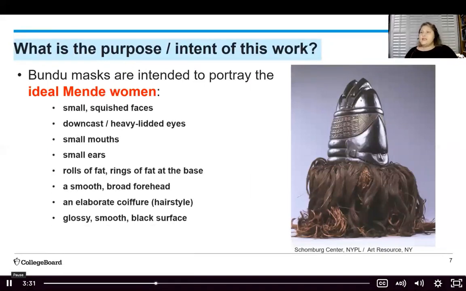These masks, and we can definitely see this when we take a look at the mask that's on our curriculum here, tend to always have small, squished faces, very tiny little compact faces. They have downcast, heavily lidded eyes. They have very small little mouths, very small little ears, rolls of fat or rings of fat at their base. They always have a very smooth, broad forehead. They usually have a very elaborate coiffure, or this is the hairstyle up on the top. And the surface of these masks is typically very glossy. It can be kind of a satin, sheeny finish that's smooth and black.